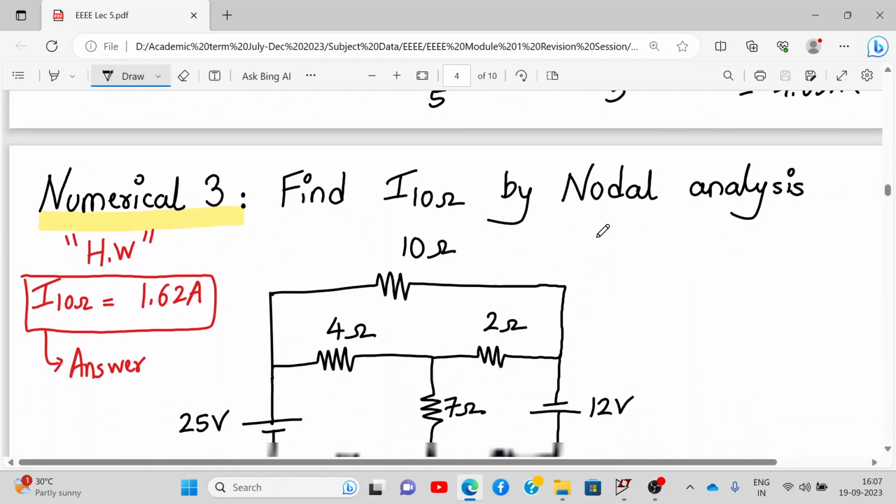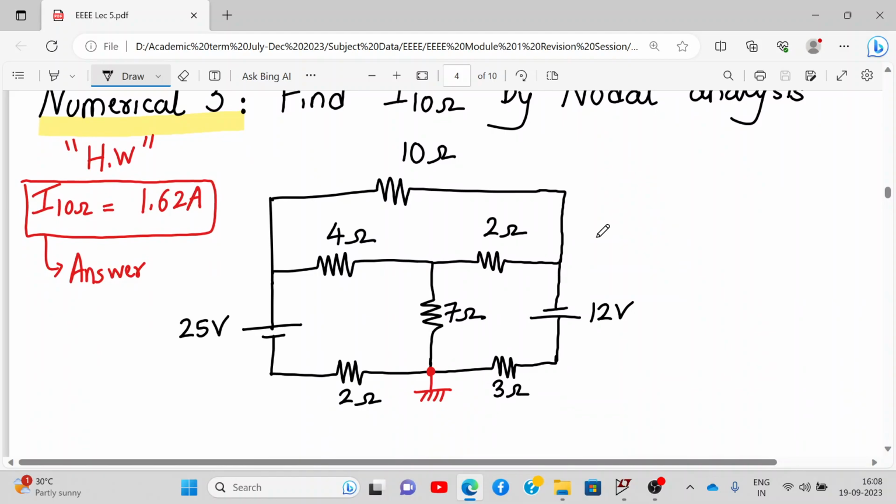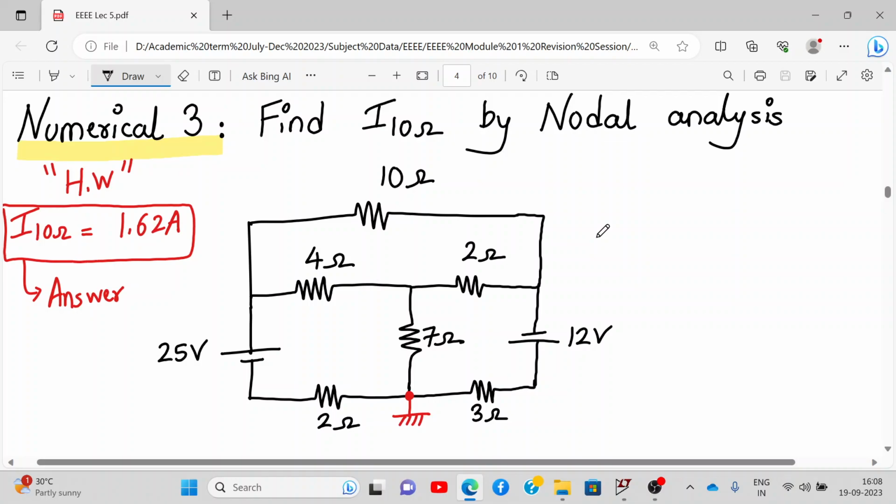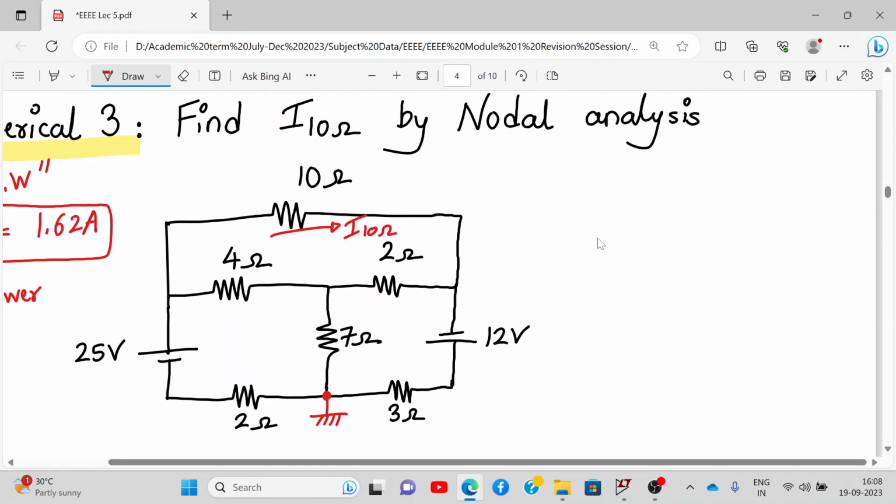This is a numerical for your home assignment. Here we need to find the current flowing through the 10 ohm resistance. This is the 10 ohm resistance. I'll give you a hint, and then you need to solve it on your own.